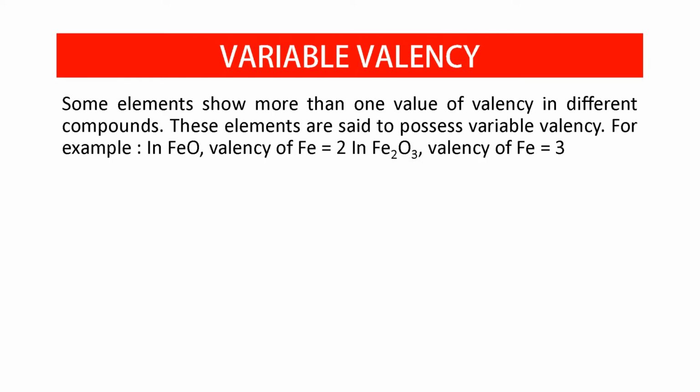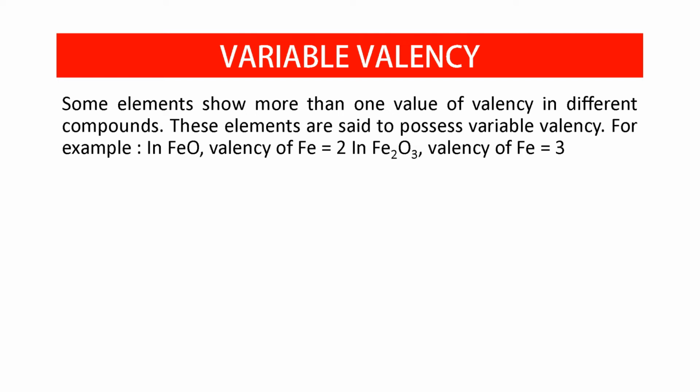Then we come to the next topic, variable valency. So what is variable valency? Some elements show more than one valency, we call it variable valency. So why do elements show variable valency? Because from one valency their characteristics cannot be defined. So they show more than one valency during chemical reactions. So the element which shows more than one valency in different compounds, we say it has variable valency.